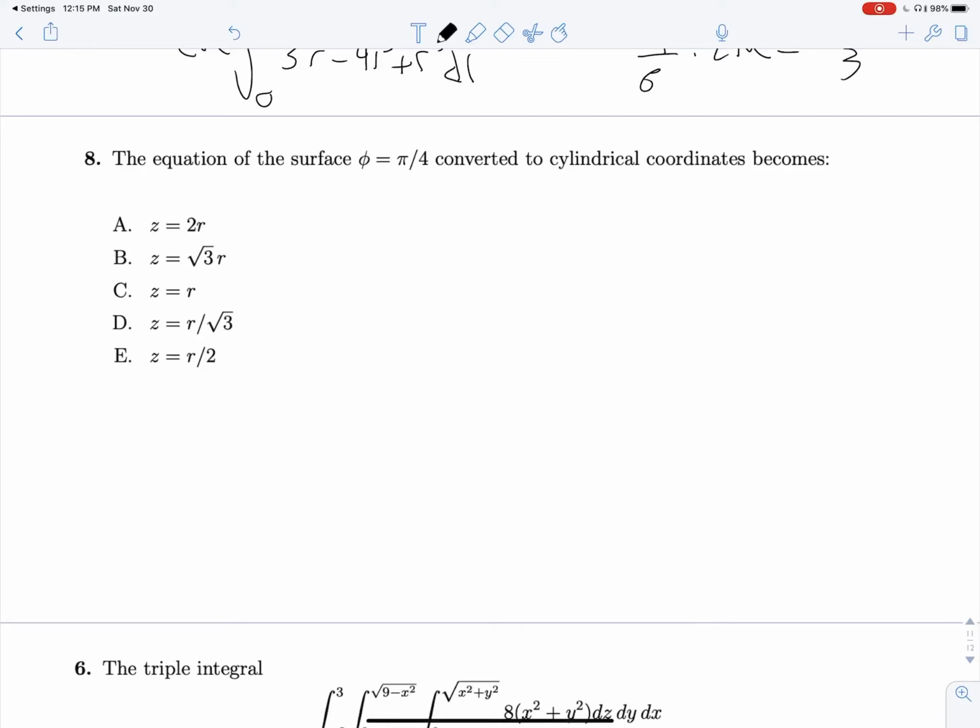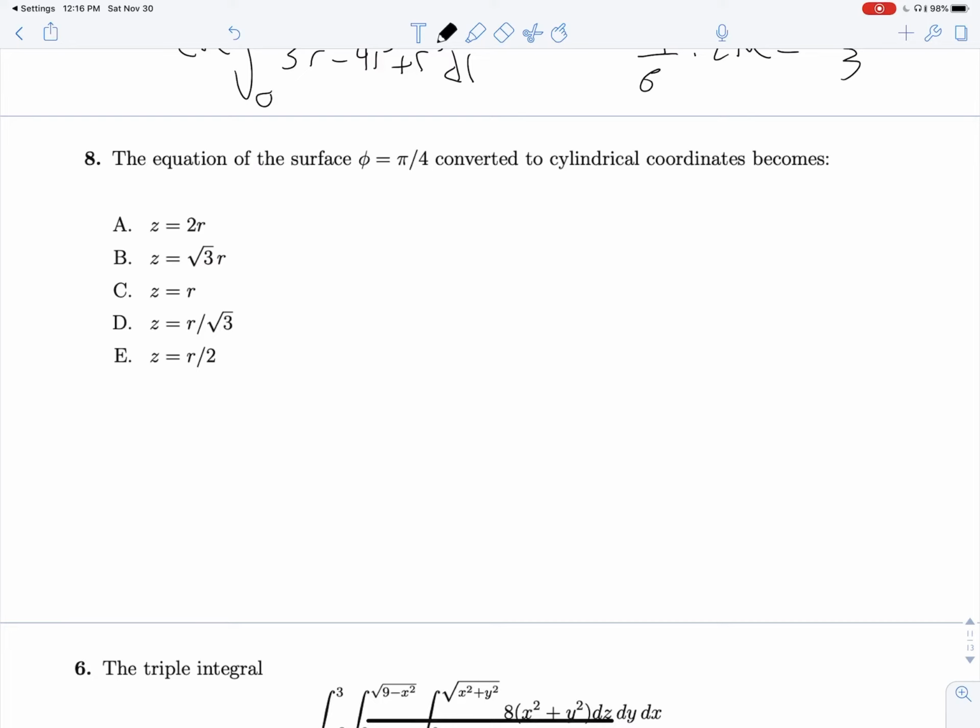Okay, the equation of the surface phi, you know what? I think I've definitely totally been saying phi wrong this entire time, but just to bug some of you, I guess I'll switch now. So in literally the last content video that I'm doing, phi is equal to pi over 4. We're converting that to cylindrical coordinates.